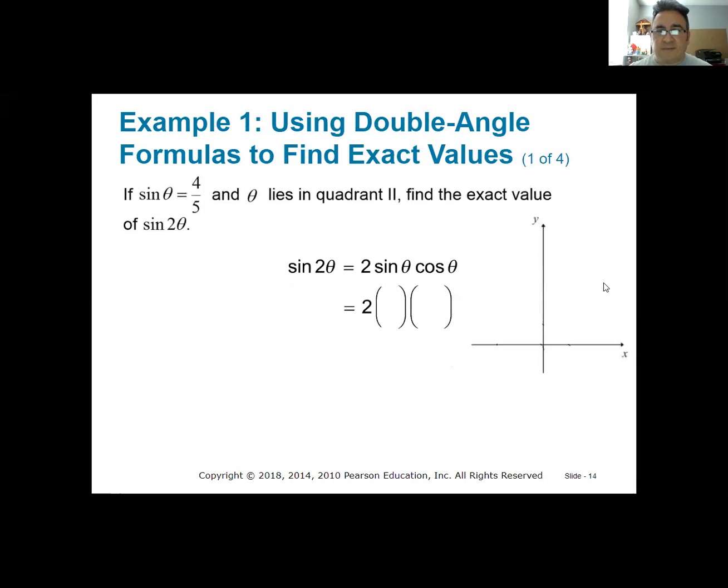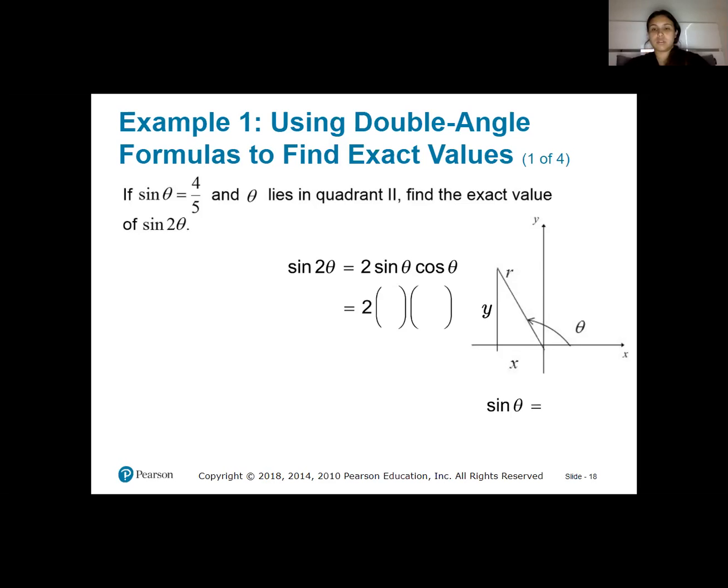So if we have our angle here, here's our angle theta, and this is x, y, and r. So what is sine of theta in terms of x, y, and r? It's going to be y over r. Very good, y over r, good, Alyssa. Our reference angle is on the other side of that angle.